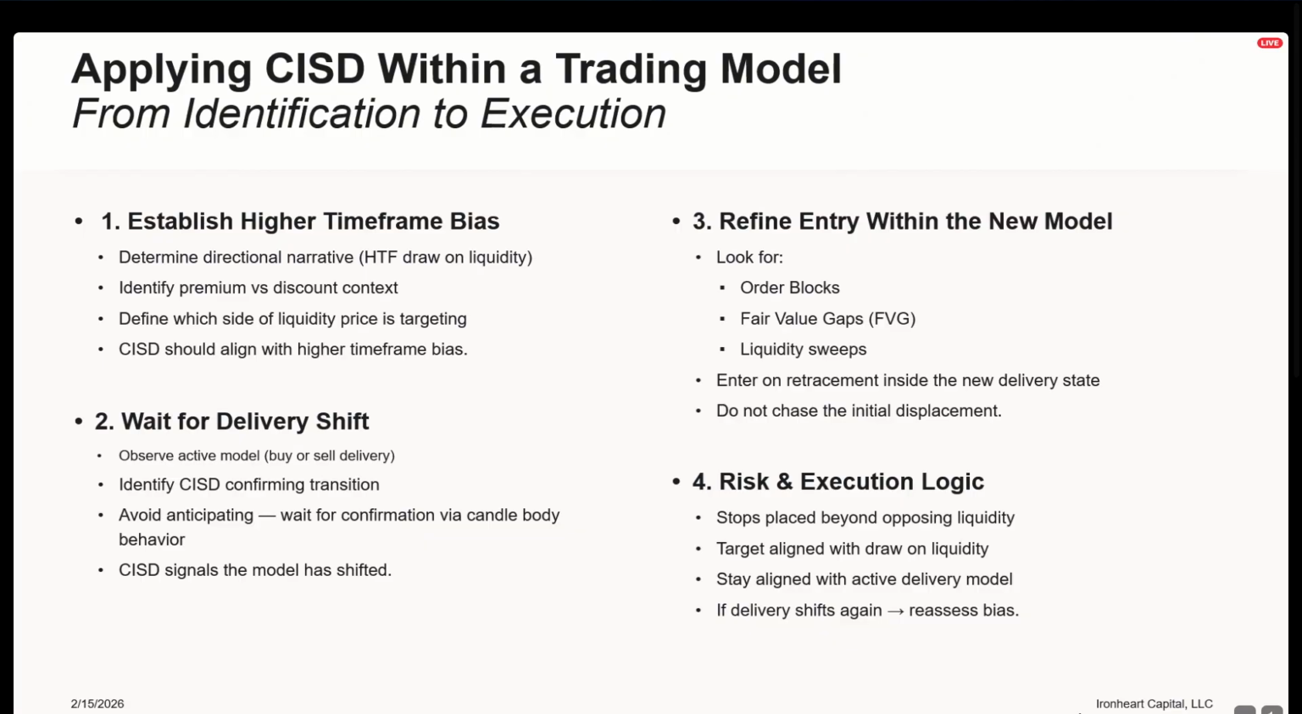So if you're in a sell model, it sweeps a major liquidity, and then it reverses and prints a change in state of delivery. You will then be looking for price targets for take profit levels on the buy side of the curve.